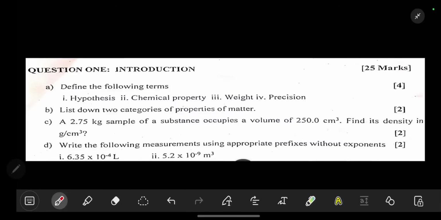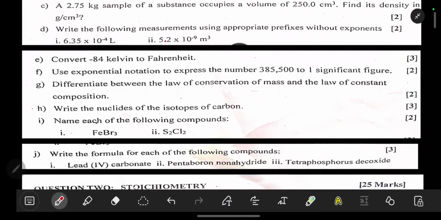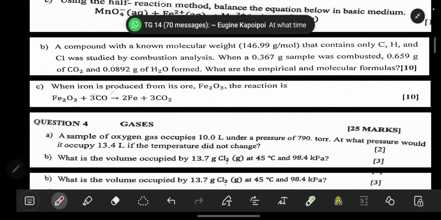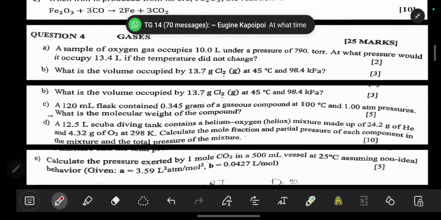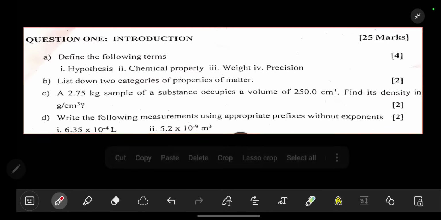So here today we are going to be looking at a full paper for chemistry. This paper is very good for anyone who is doing NS. We are going to be looking at all these questions. All these will be looked at until gases. So the first question says define the following terms.